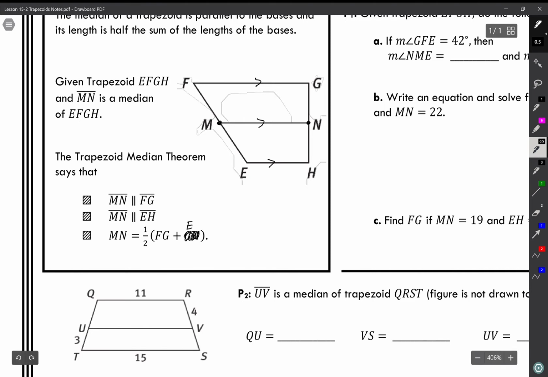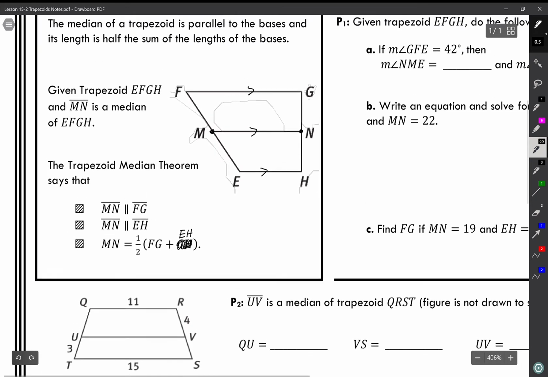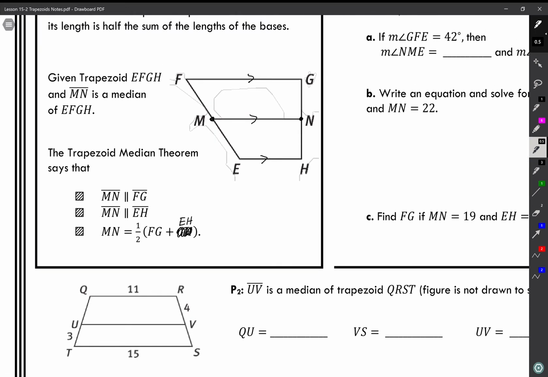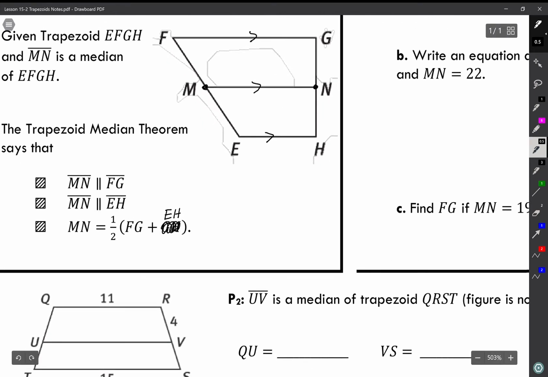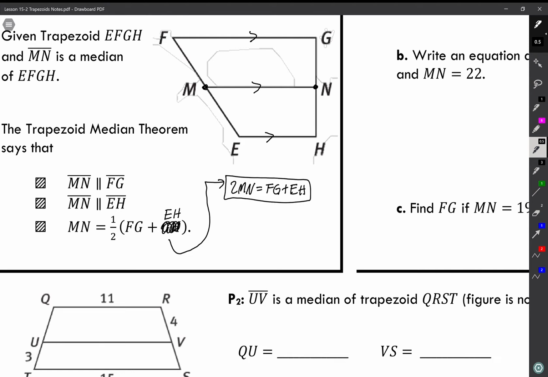Also, we can say that MN is equal to half whatever you get when you add up the two bases, which are FG and EH. As we're going to be setting up equations and solving problems, I want to write this a different way. It's a little bit easier. We're going to say that 2 times the median, which is MN, is just equal to the sum of those two bases. I know I made these notes and everything, but I like this formula better.